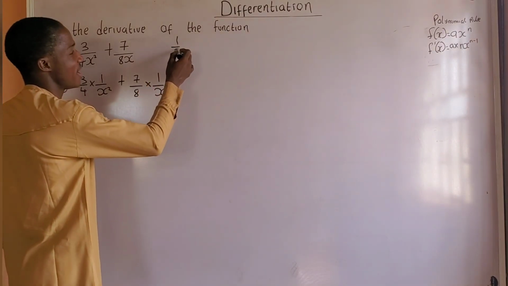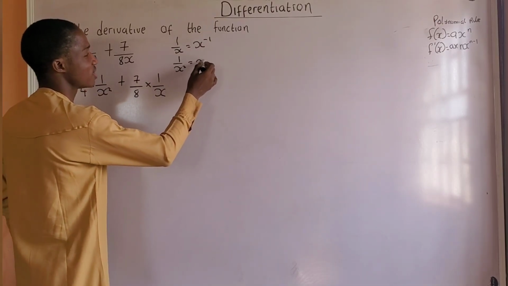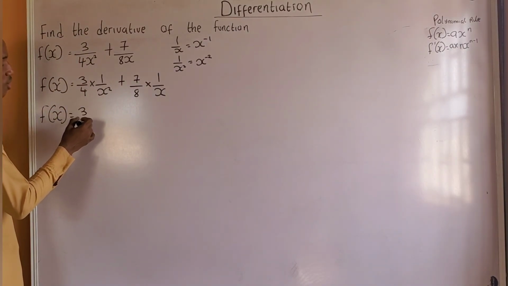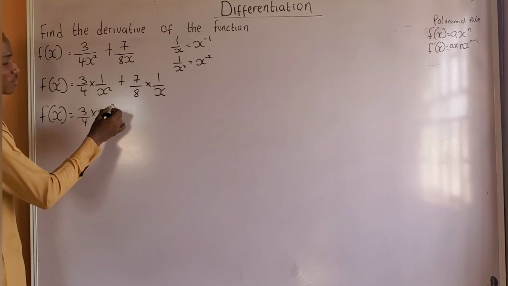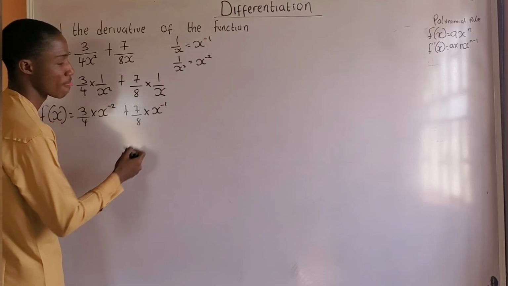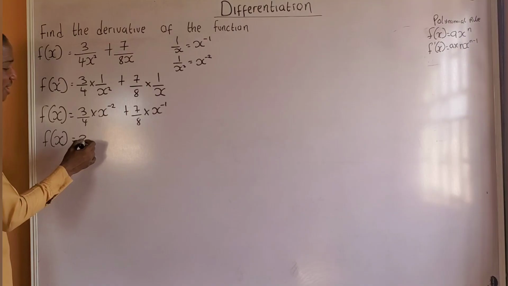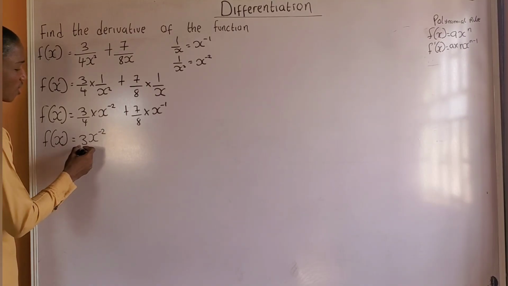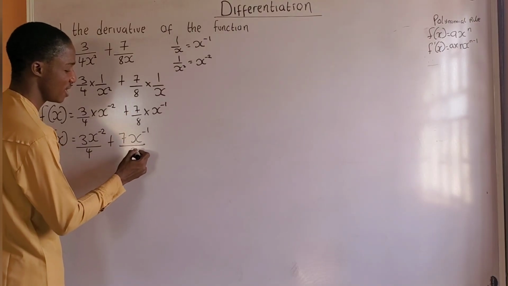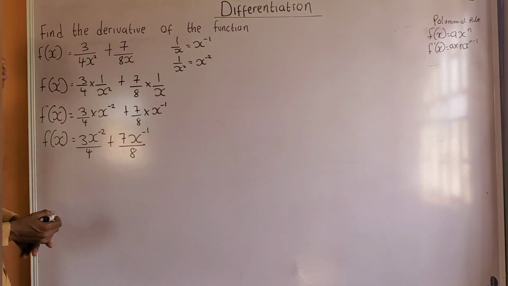Okay, for this, I'm going to have f of x equals, now, according to the law of indices, 1 over x is equal to x raised to the power of negative 1, right? And also, 1 over x squared is equal to x raised to the power of negative 2. Do you get it? Okay, let's do the same here. I'm going to have 3 all over 4 multiplied by x raised to the power of negative 2, right? Plus 7 all over 8 multiplied by x raised to the power of negative 1. Are you getting it? Okay, from this point, we can have f of x as 3x raised to the power of negative 2 all over 4 plus 7x raised to the power of negative 1 all over 8.